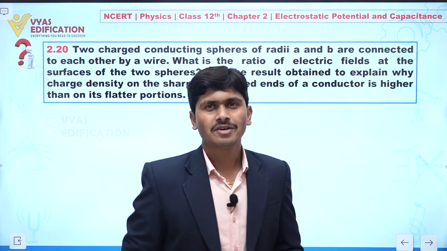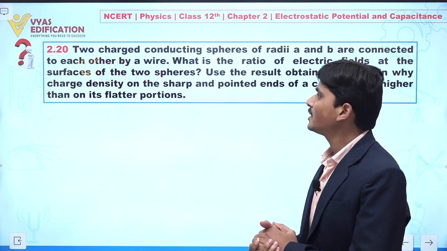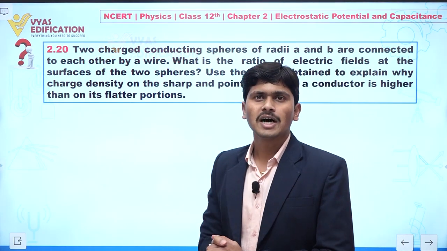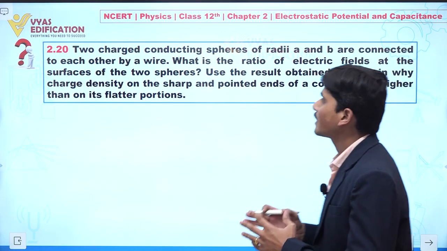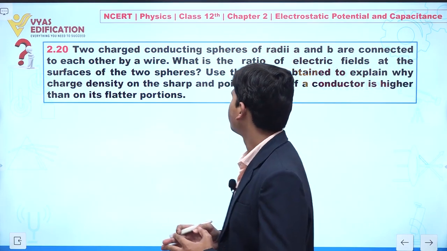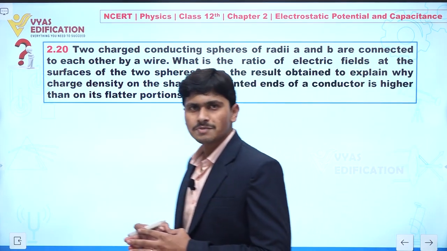Now dear student, we are going to discuss question number 2.20, and in this question it is given to you: two charged conducting spheres of radius A and B are connected to each other by a wire. What is the ratio of the electric field at the surface of the two spheres?